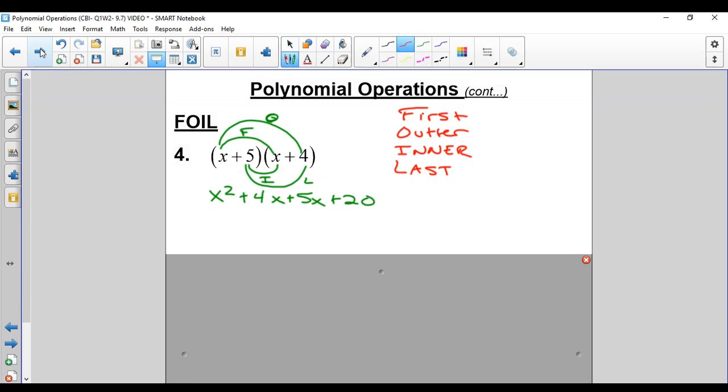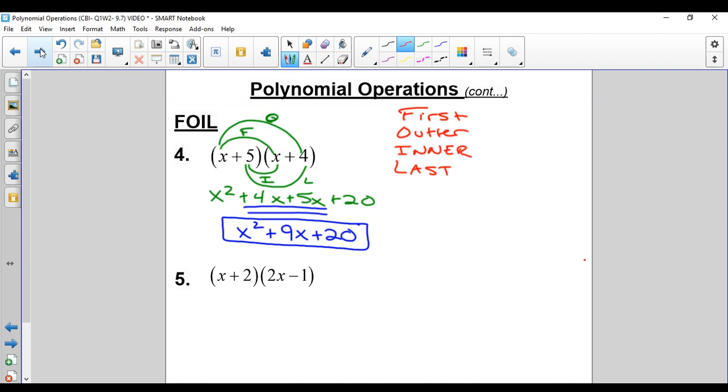You do have to finish it out. Just combine like terms in the middle. That's all you're going to have left. X squared plus 9x plus 20. That's all she wrote. Keep going.